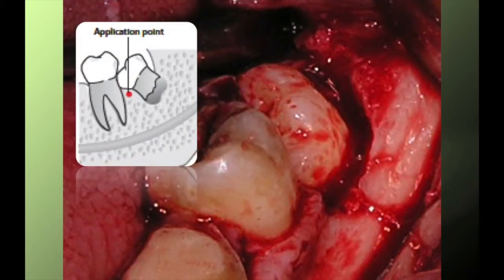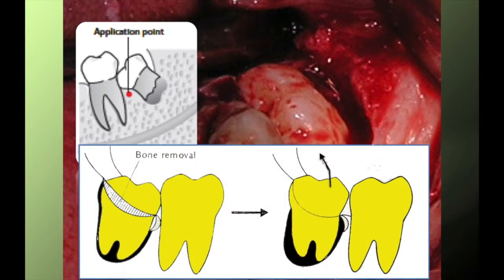Again, the goals are to expose the impacted tooth, remove any bony undercut, and of course reach the application depth. This will facilitate not only the placement of the application point for the instrument, which is your working space, but also create a space for the direction of the delivery of the tooth, your displacement space.